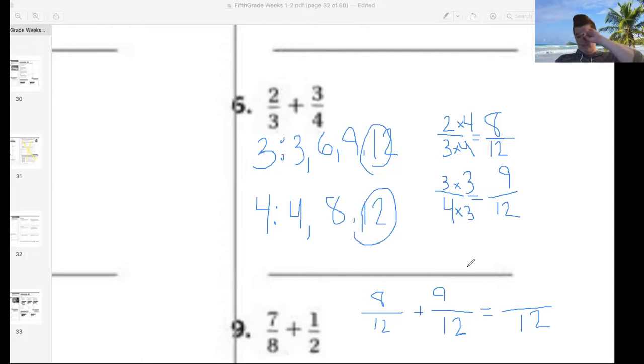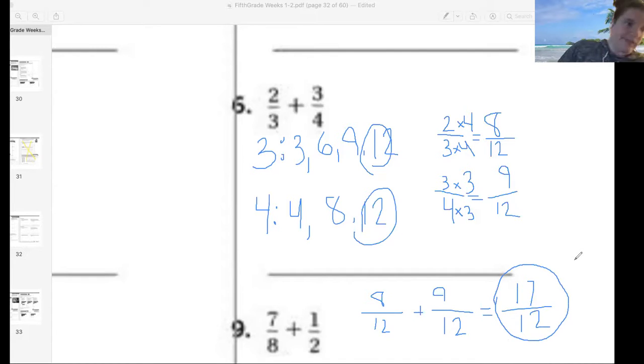And I know you're going to get a number bigger than 12, but that's okay. So try 8 plus 9 really quick. Okay, you should get 17. And there is a way to change this, and it would actually become a mixed number. So you'd have a whole number and then a fraction left. But we haven't done that yet, and I just want you to practice this skill for right now. So I'm fine with your answer being 17 over 12.